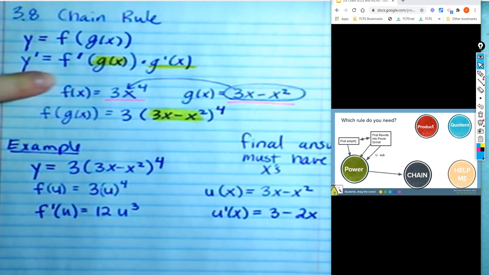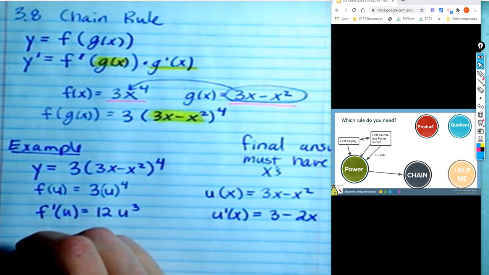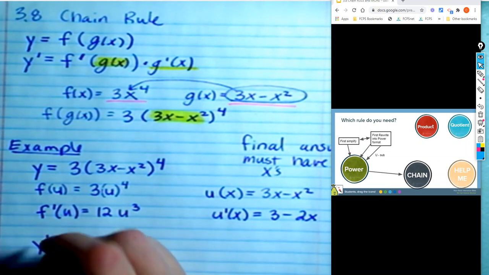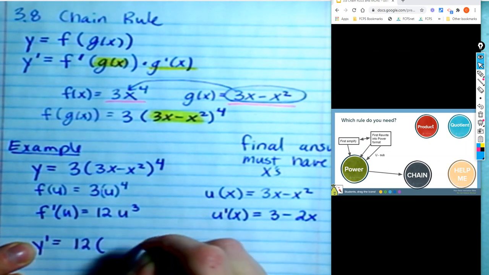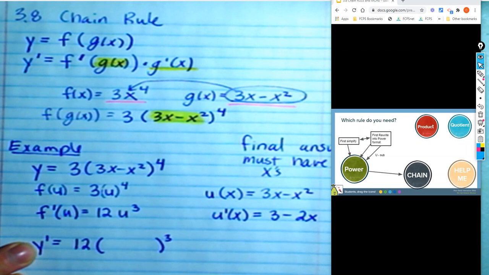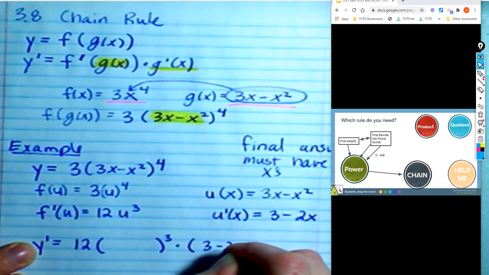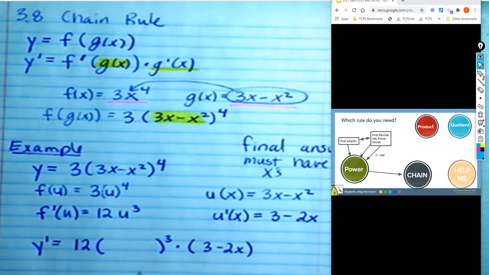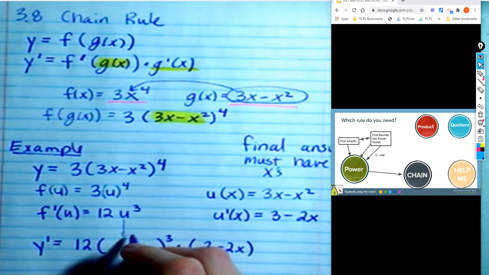Okay, the chain rule says outside derivative times the inside derivative. So y prime equals 12 u cubed times, use your parentheses, and substitute your u back in.